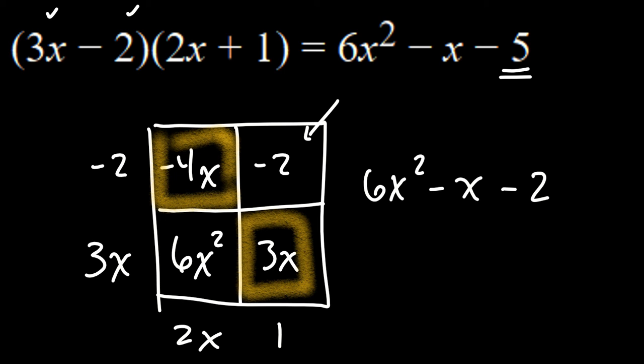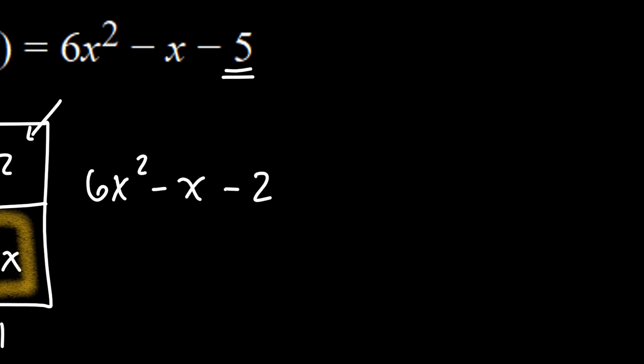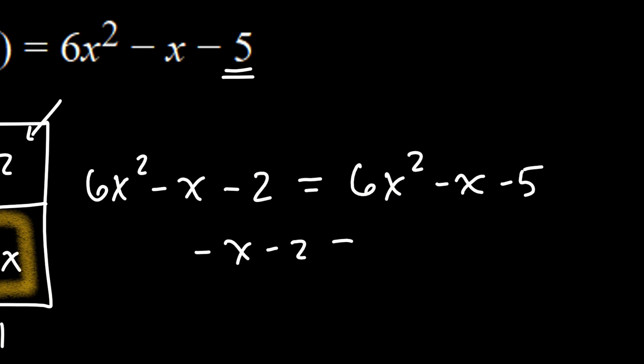I could solve this as an equation. I could prove this to myself. I could write the other side as 6x squared minus x minus 5. So if I take away 6x squared from both sides, I get negative x minus 2 over here, and over here I get negative x minus 5. So again, all I did was take away 6x squared from both sides.